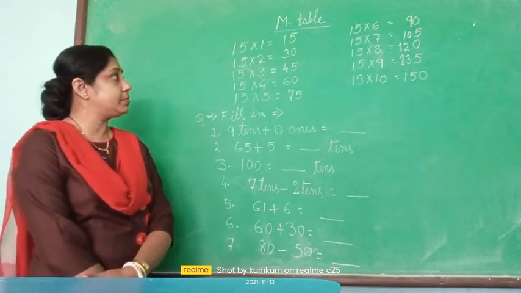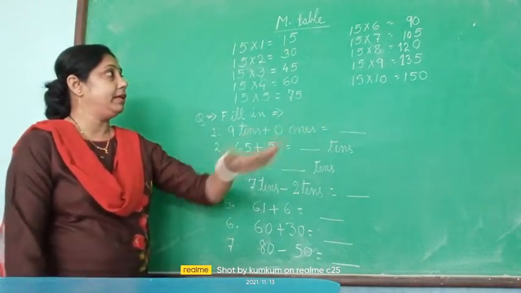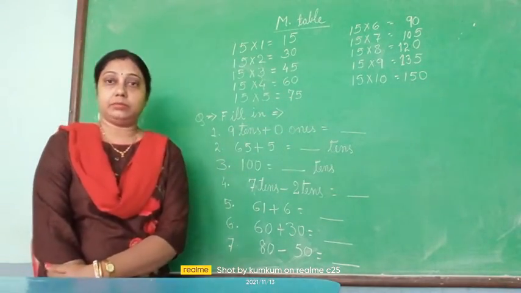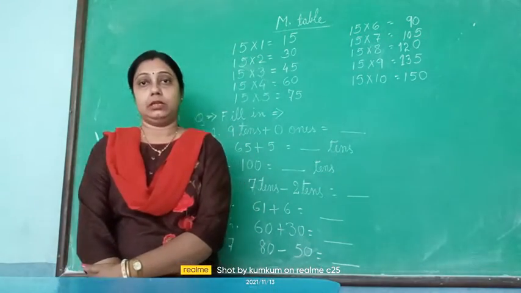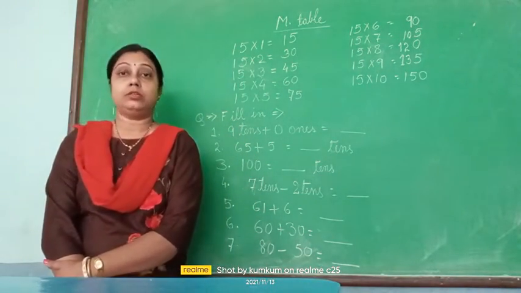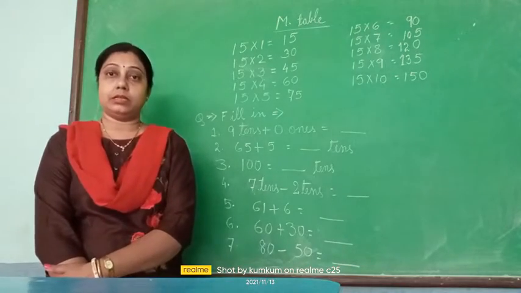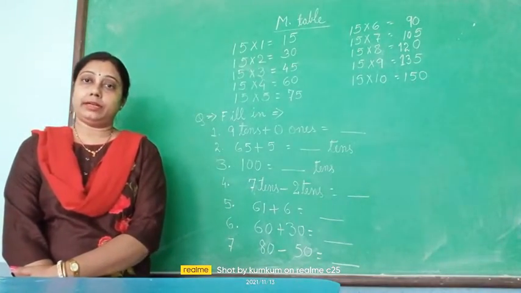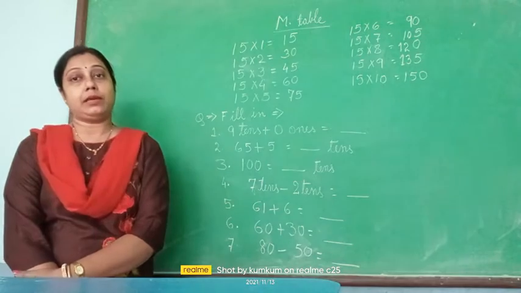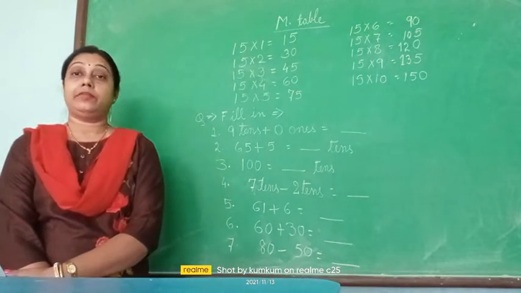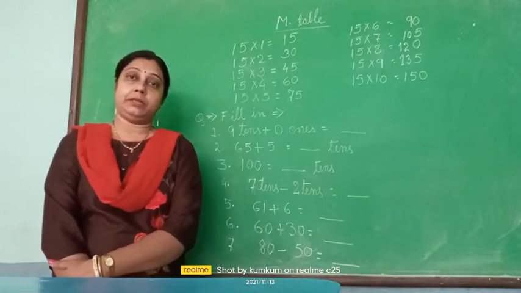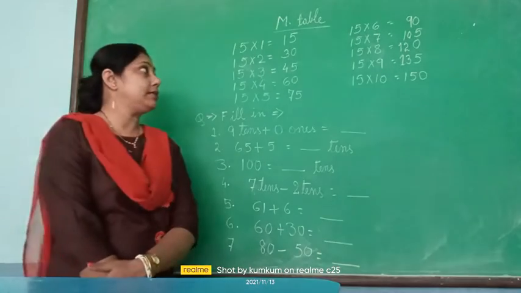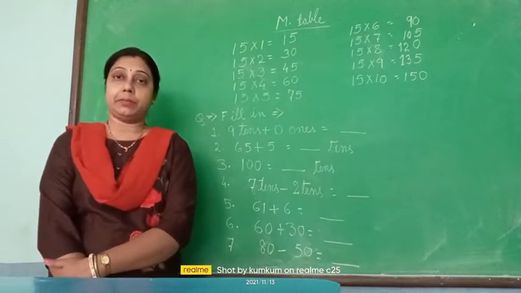So let us first practice table 15. Now in your third term you are having multiplication tables 1 to 15 in your syllabus. So up to 14 already we have covered. Now today I am teaching you table 15. Next class onwards we will revise the multiplication tables. Now let us start the multiplication table 15.